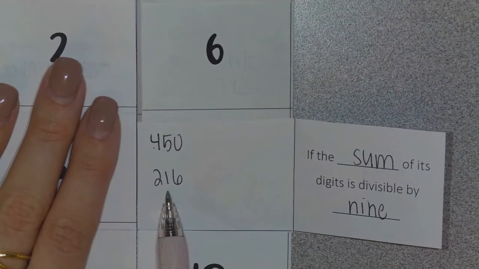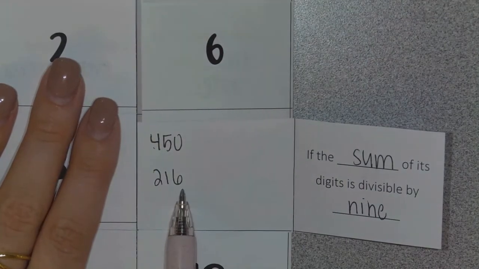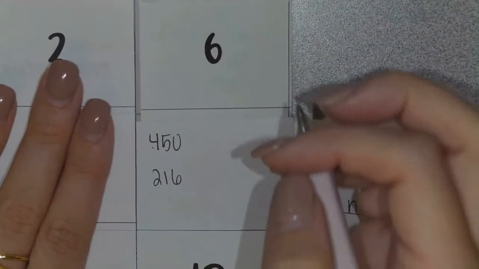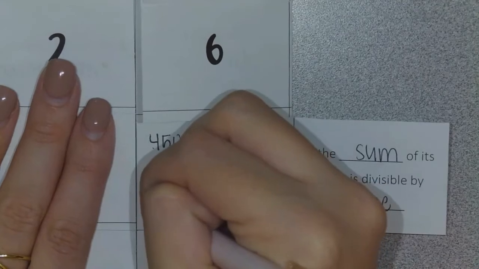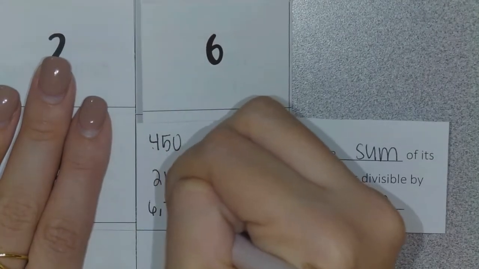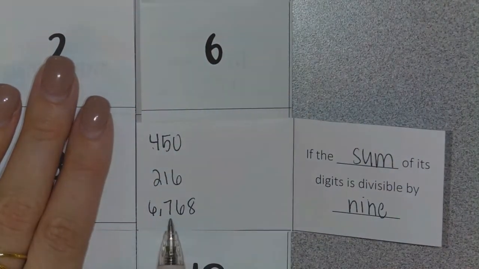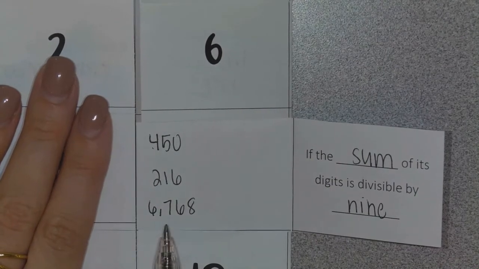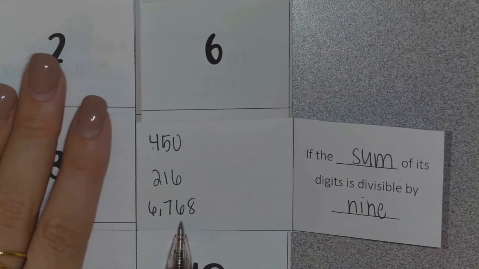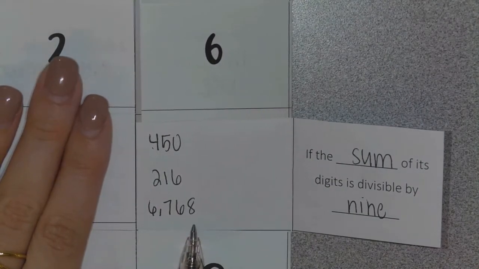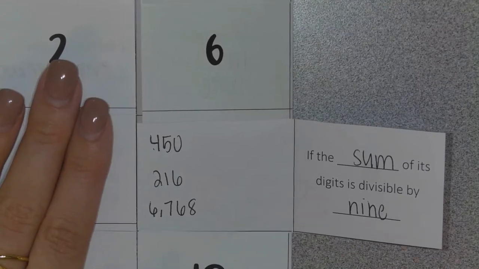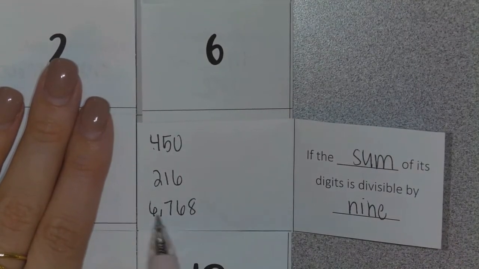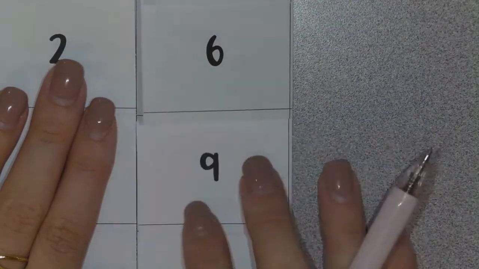216: 2 plus 1 is 3, plus 6 more is 9. Again, 9 is divisible by 9. 6,768: 6 plus 7 would give me 13, 13 plus 6 would give me 19, 19 plus 8 would give me 27. 27 is divisible by 9, so this whole number is also divisible by 9.